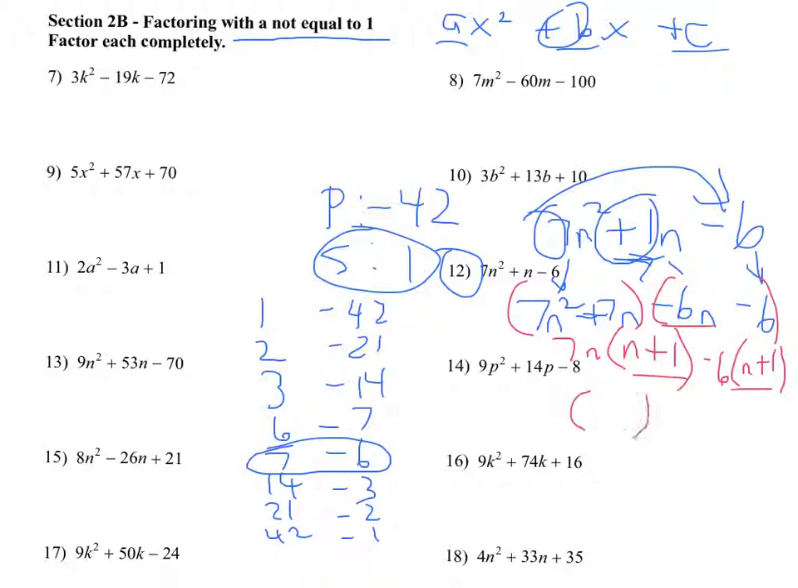And then you remember your final answer is always two binomials multiplied together. So in one of them, usually I put it in the first one, is your common binomial factor in each half there, n plus 1. And then what goes in the other one is 7n minus 6. And that's how that would factor.